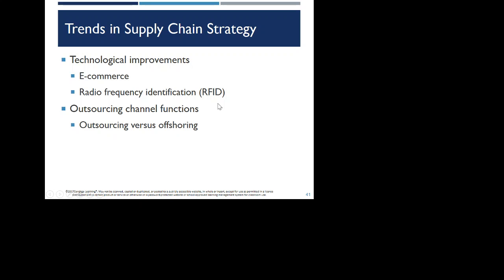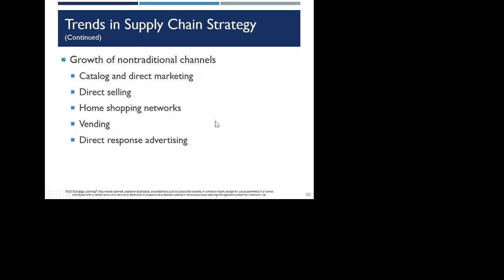Trends in the supply chain, technology is big, inventory management, replenishment, things like that. Ordering can be automated. This is what Walmart and Target do really well. Okay, and you can offshore or outsource lots of different channel functions. Okay, non-traditional channels, you've got catalog marketing, direct selling, things like that. I wouldn't say that catalog selling is necessarily growing, but direct marketing definitely, I would say, is. Home shopping is popular. Vending machines are a part of supply chain and are considered non-traditional for sure.